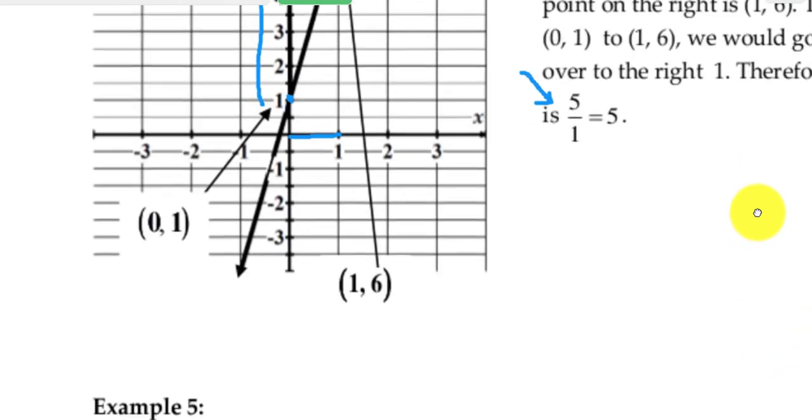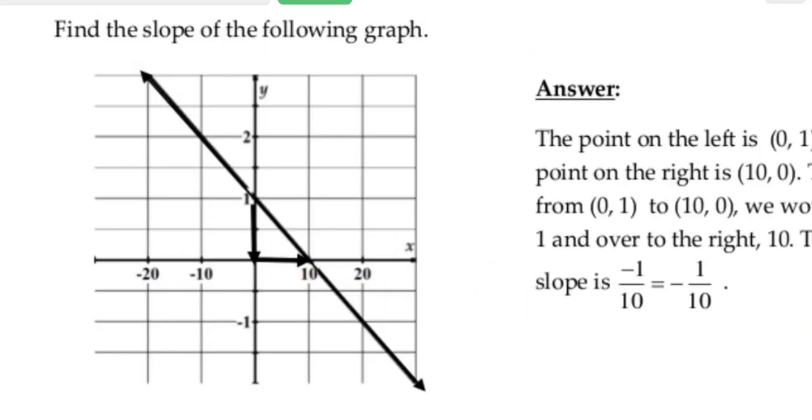Next problem. It says find the slope of the following graph. All right, so again, if I can pick 2 points that line up on some corner, it could be here, it could be down here. All of these points line up on a corner. I want to say to myself, okay, what's my rise? So my rise is I'm going down, looks like 1 unit, and then I'm going over 10.